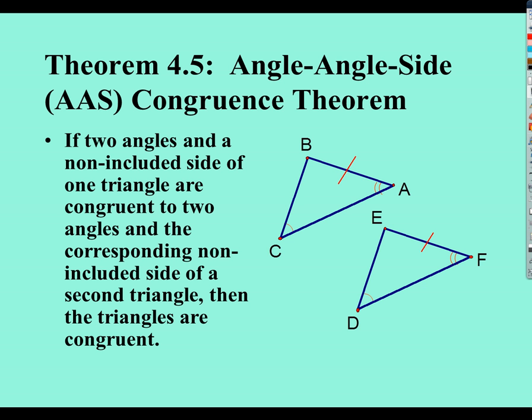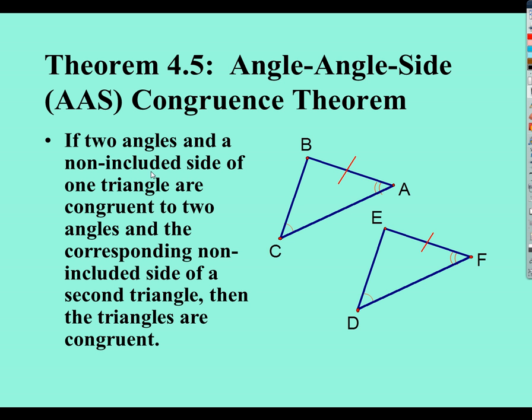Angle, angle, side. The first was ASA? Yes. Angle, side, angle. So now we've got side, side, side; side, angle, side, right? So two sides and the included angle. Angle, side, angle: two angles and the included side. And then finally the last one is two angles and a non-included side.